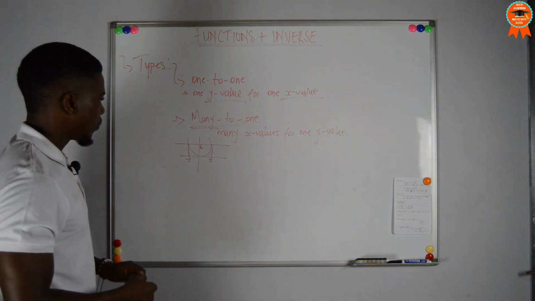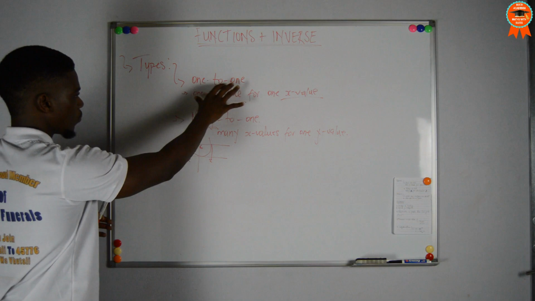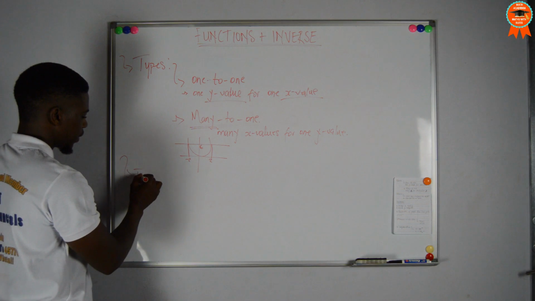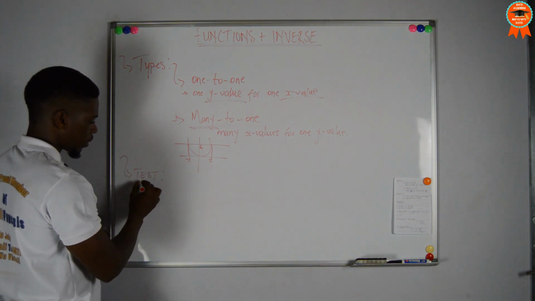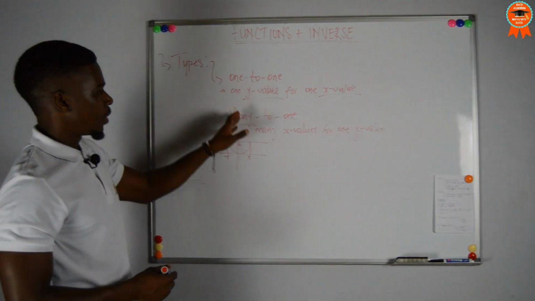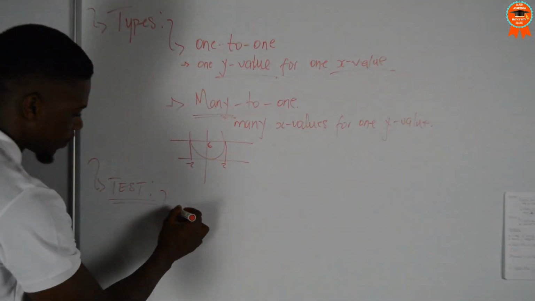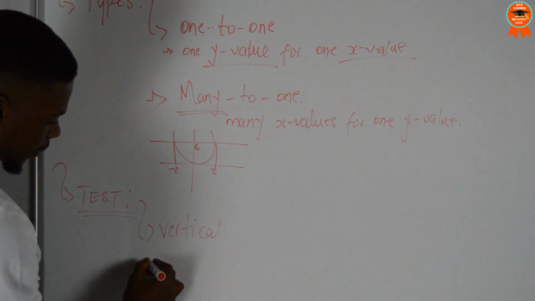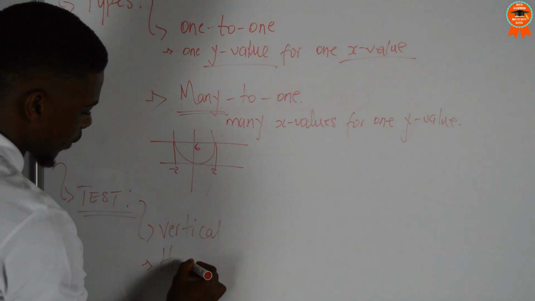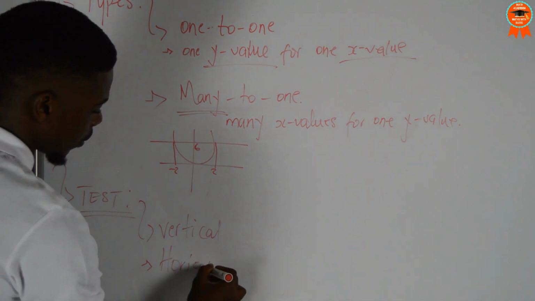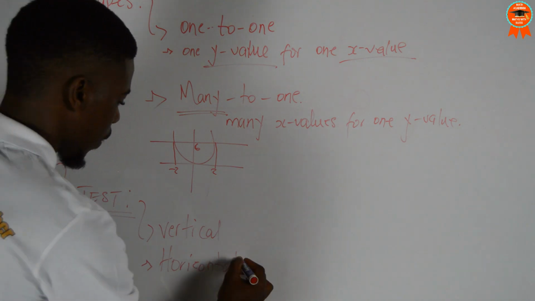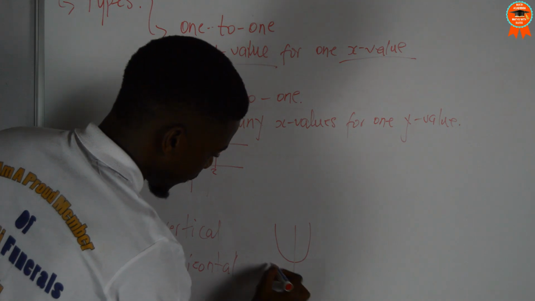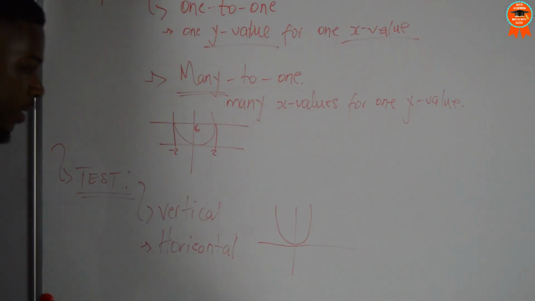And then from there we can have tests. From these two, one-to-one and many-to-one, we can test if this thing is a function or if it's a one-to-one or a many-to-one. The tests are two of them: there's a vertical line test, and we have a horizontal line test. So how do we test this one? I like to use the parabola to explain this because it explains everything at one time.